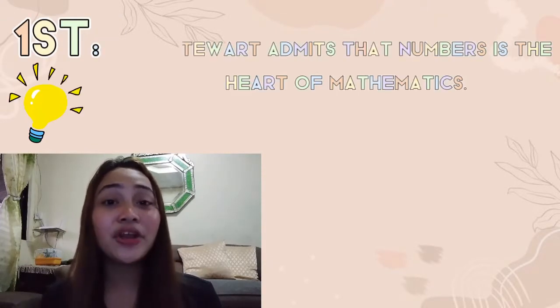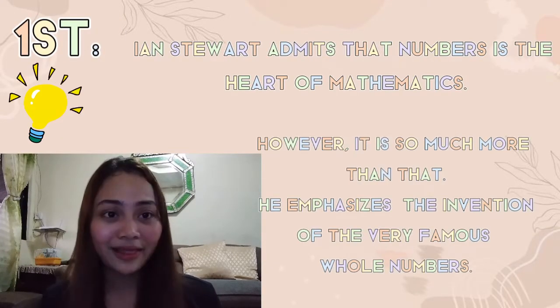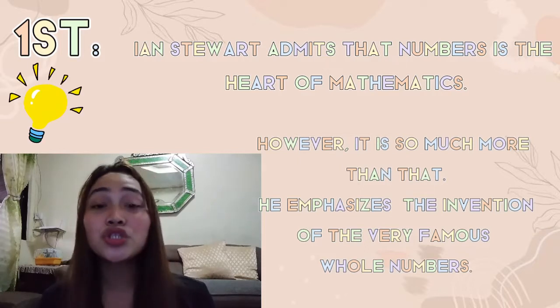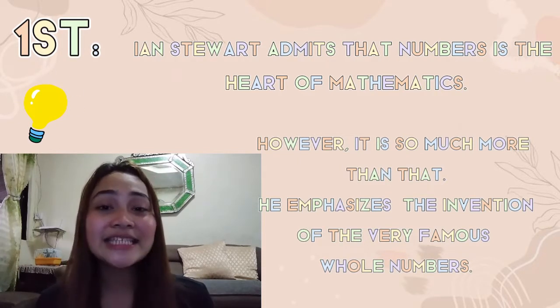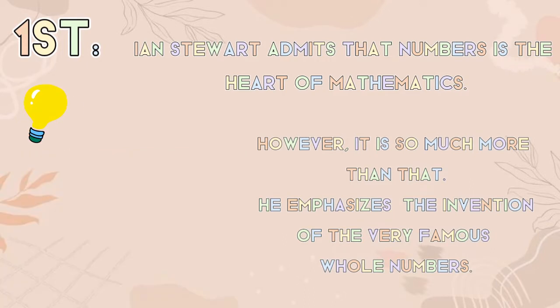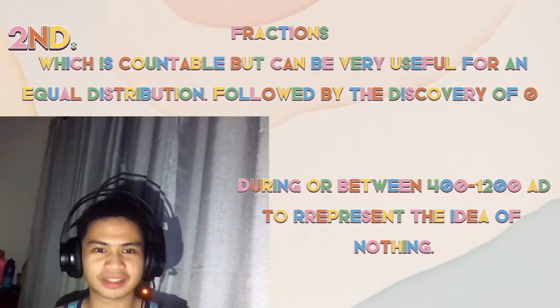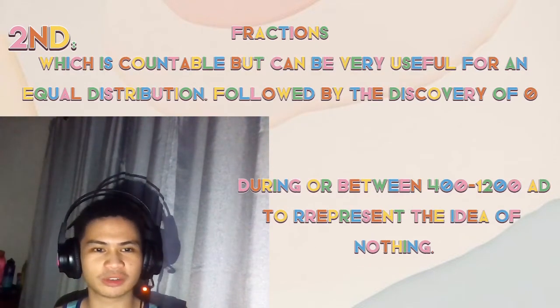First, Ian Stewart admits that the number is the heart of math. However, it is so much more than that. He emphasizes the invention of the very famous whole numbers. Fractions, which are not countable but can be very useful for an equal distribution, followed by the discovery of zero between 400 and 1200 AD to represent the idea of nothing.